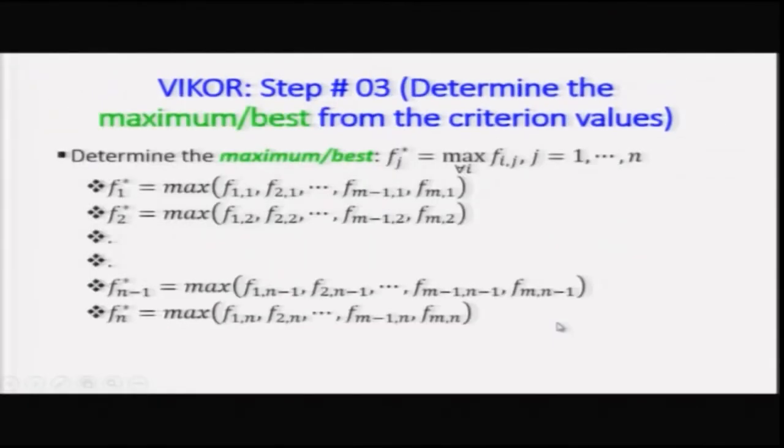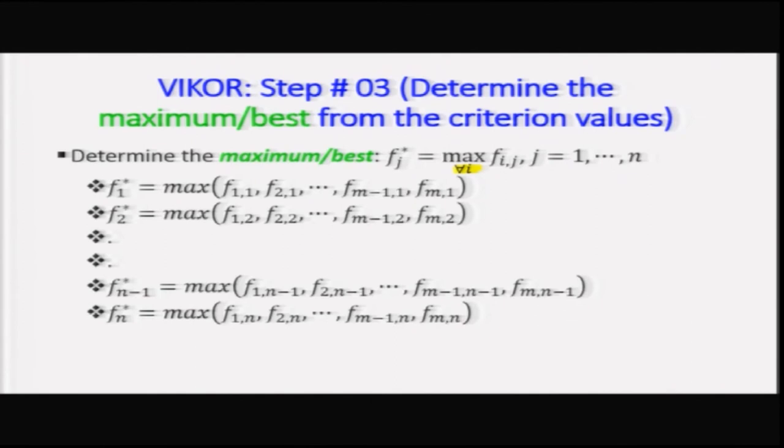Now, once you have this, you will try to find out the maxima and the minima based on the distance function. For each and every criterion, I will take the maximum corresponding to each set of alternatives. So, I have the Fij and I will keep j fixed. So, it will be F1j, F2j, F3j, and so on. If I take j equal to 1, it will be F11, F21, F31, F41 till the last one.